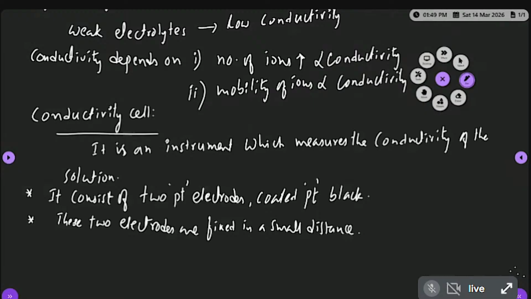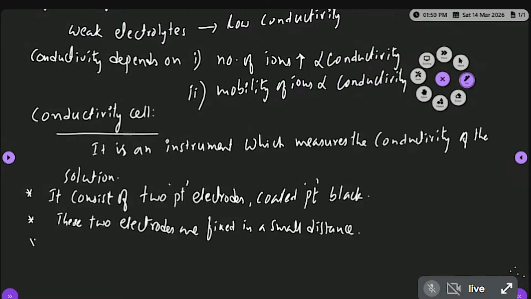We have the experiment on this in our laboratory. Okay, we can see there. So conductivity cell is an instrument. It is a glass instrument which consists of two platinum electrodes, two platinum wires, which are coated by platinum black. And these two electrodes are fixed in a small distance.